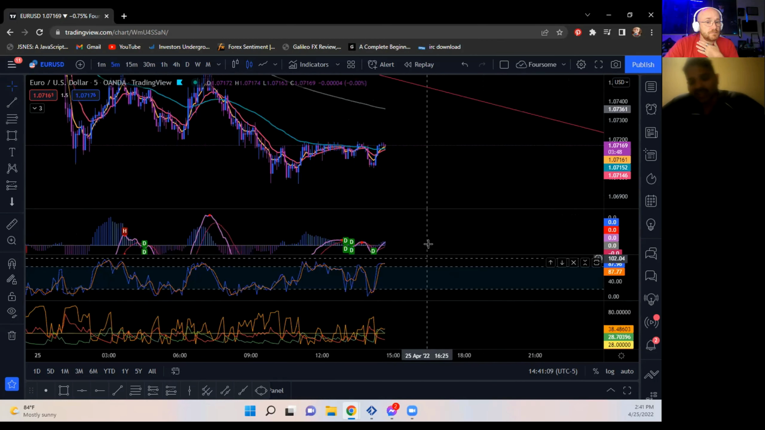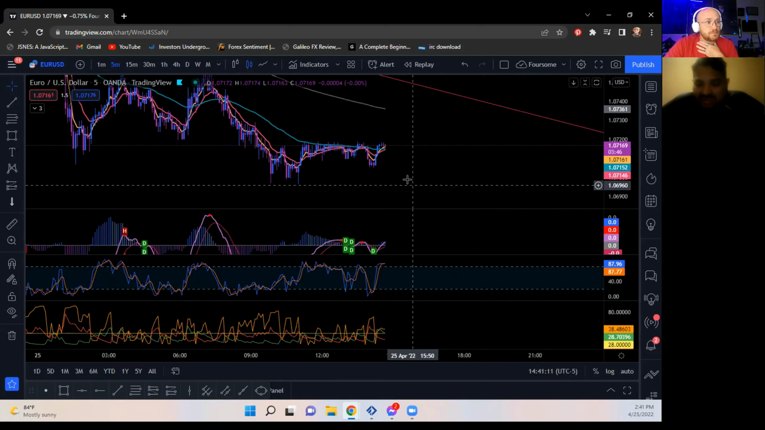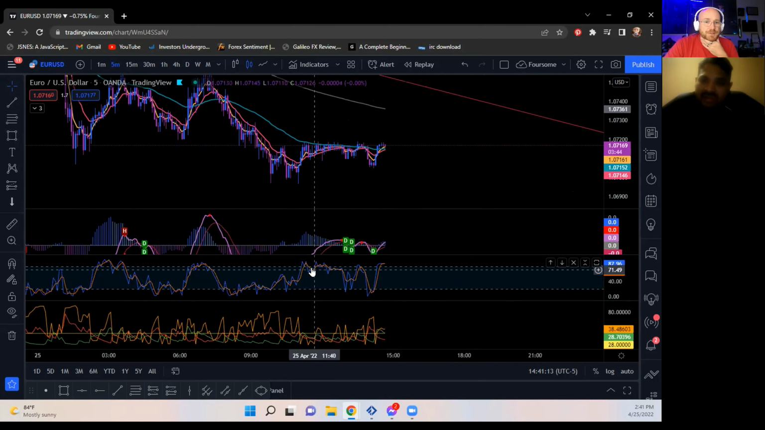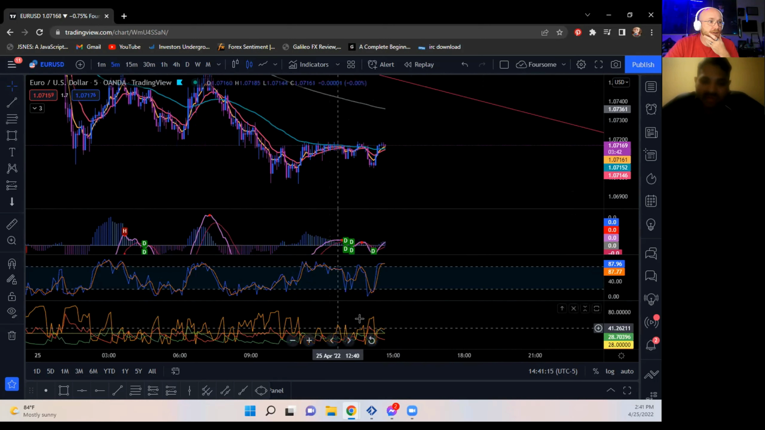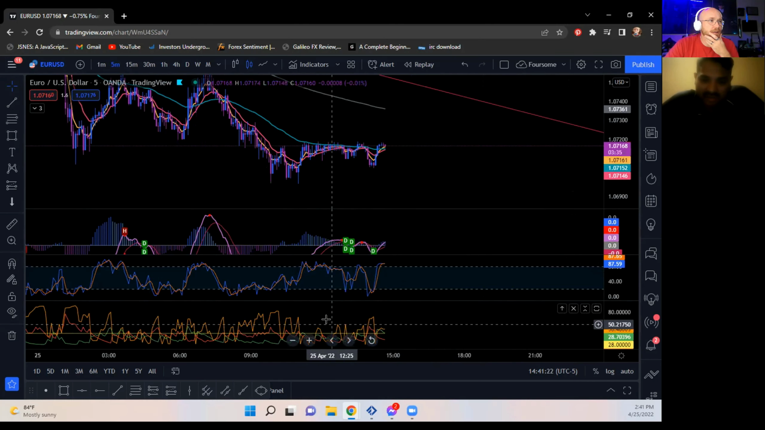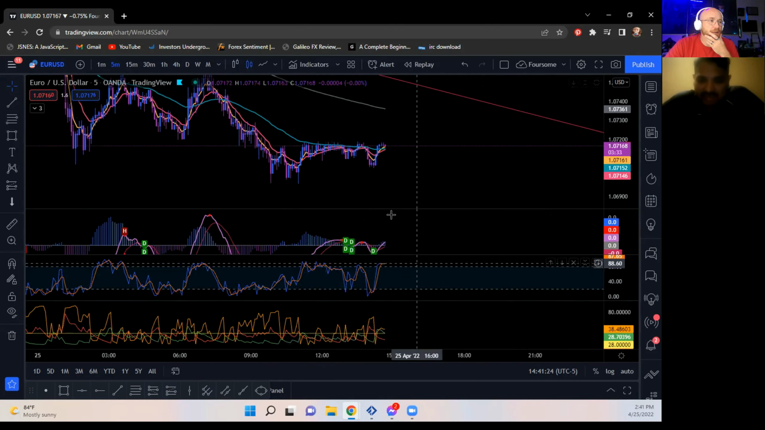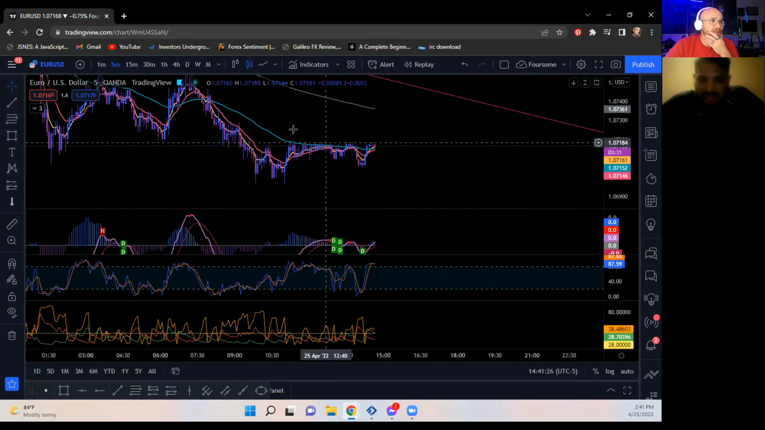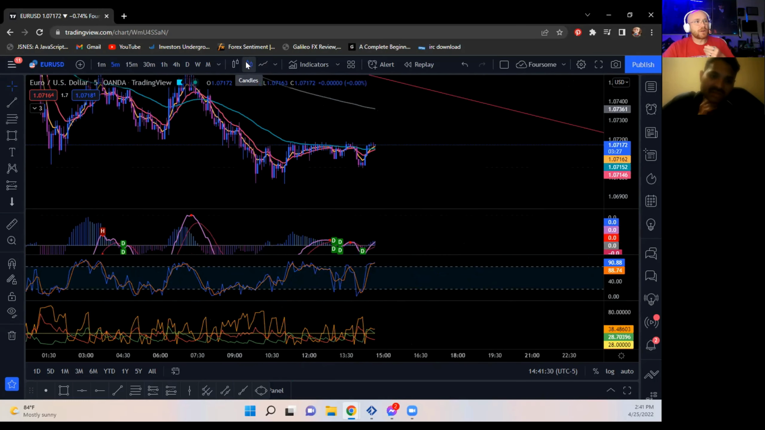So this stochastic is the default settings, Dalton? It is. Everything else is default. The DMI you can play with a little bit, especially the key level setting. But the rest of it is just stock and standard. The Delorean is standard. I'm on 520 and regular candles.